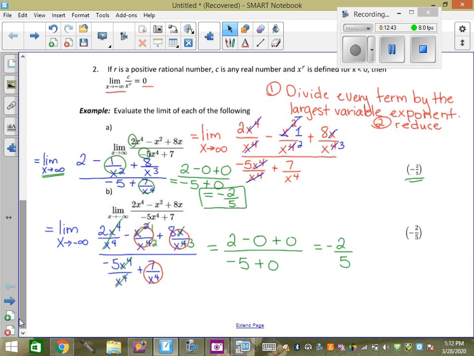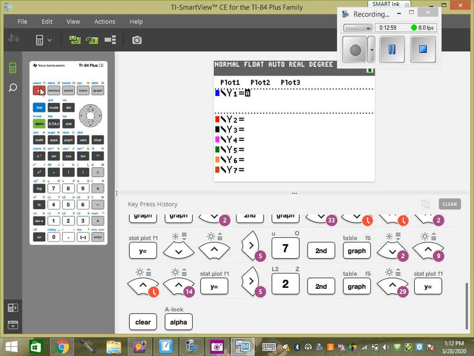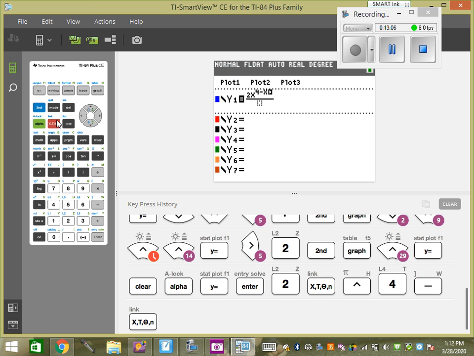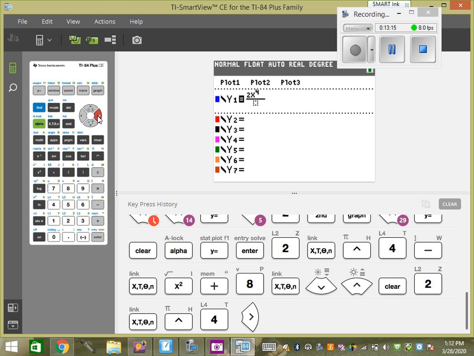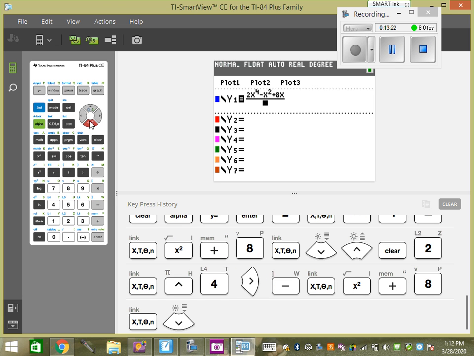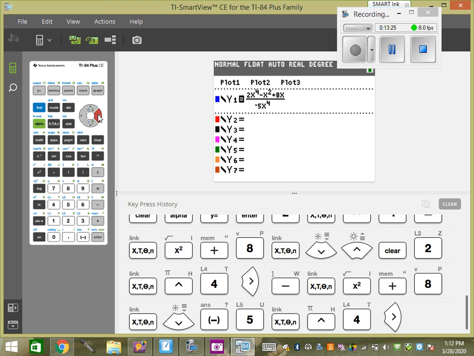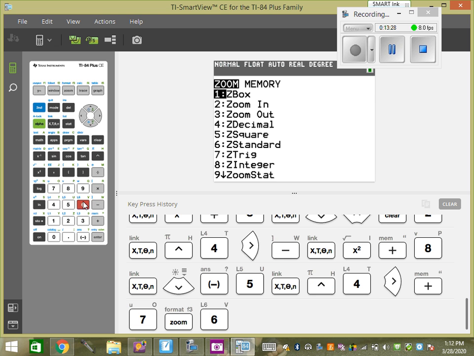Now we're actually going to look at this graph. We're going to type it into our y equals. So go ahead and do that. Just into your y equals, the actual graph. The whole thing. So I'm going to go alpha y equals, enter to get my fraction. And then I'm going to go 2x to the 4 minus x squared plus 8x over, oh no, I put it in the exponent. Try again. 2x to the 4 over, minus x squared and then plus 8x, all over negative 5x to the 4, arrow over, plus 7. And I'm going to go zoom 6, get my standard window.